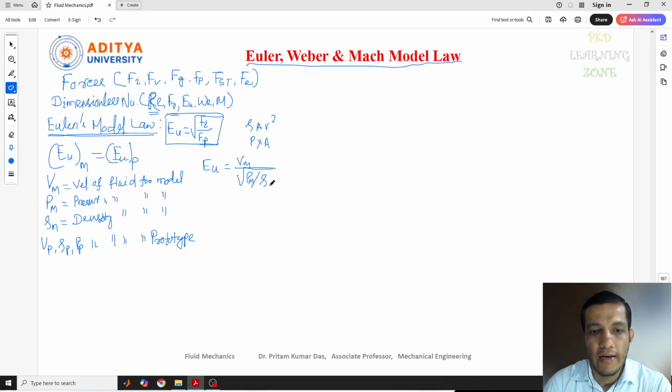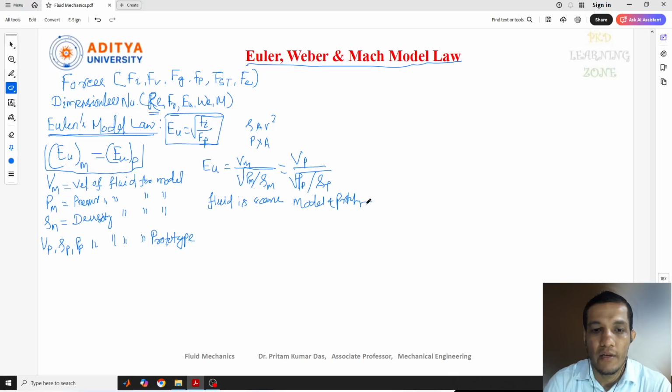So for the model I can write Pm and rho m, and here it is Vm. Similarly I can write for the prototype also, because I need to equalize this equation. So for this equation again I can write Vp divided by root over of P by rho p. Now if the fluid is same, that means we can consider the density also same for the model and prototype.